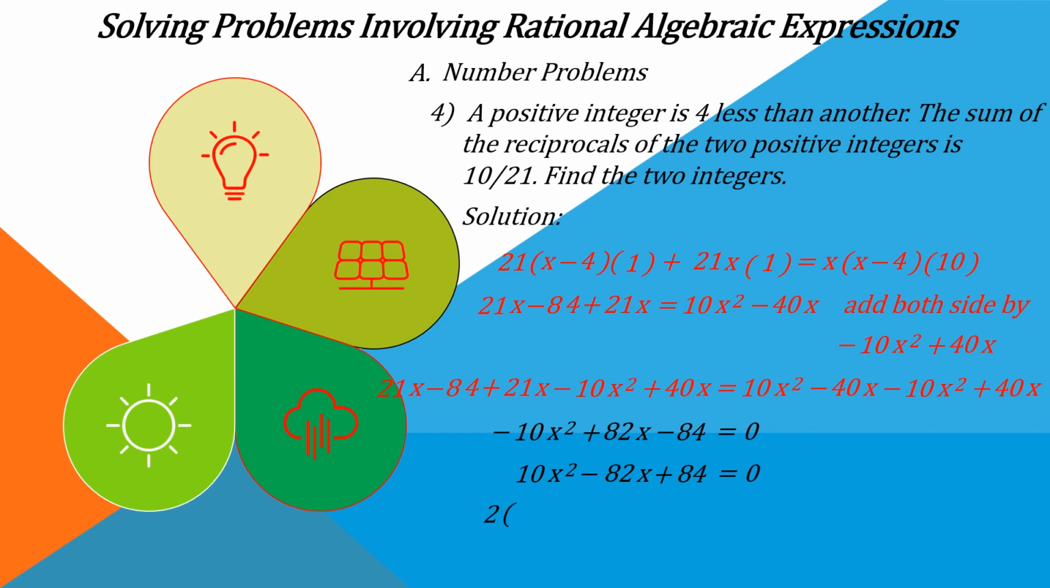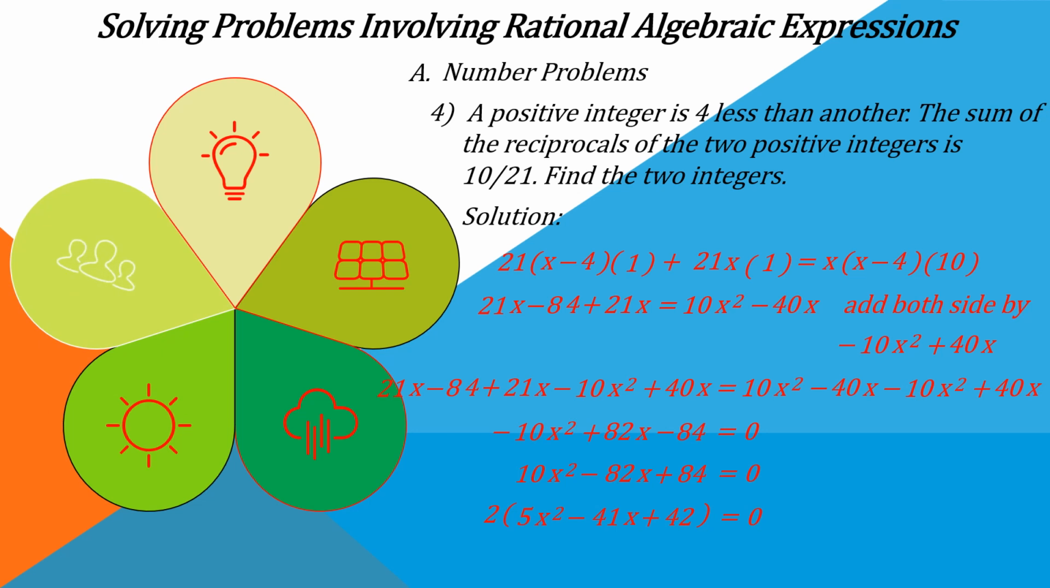Now, this is an algebraic equation, and we can factor this by the greatest common monomial factor, wherein the greatest common monomial factor is 2. 10x squared divided by 2 is 5x squared. And 82x divided by 2 is 41x. 84 divided by 2 is 42. And it is equal to 0. Simplifying further, 2 multiplied by 5x minus 6 multiplied by x minus 7. This is the factored form of 5x squared minus 41x plus 42, and it is equal to 0.